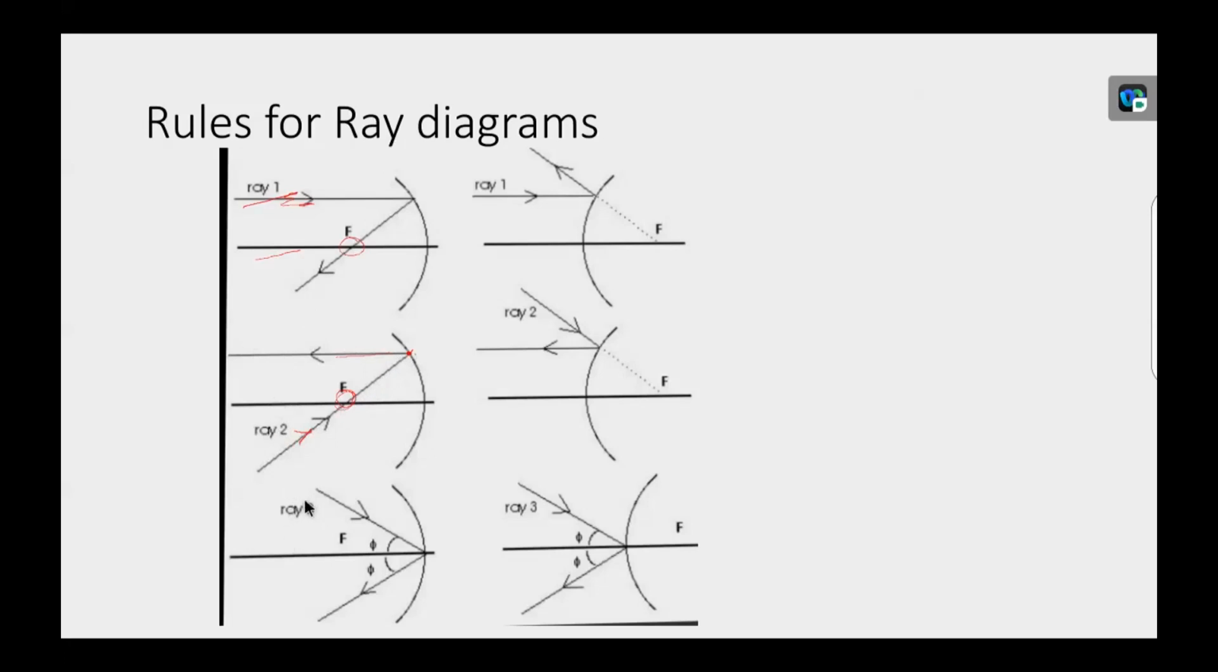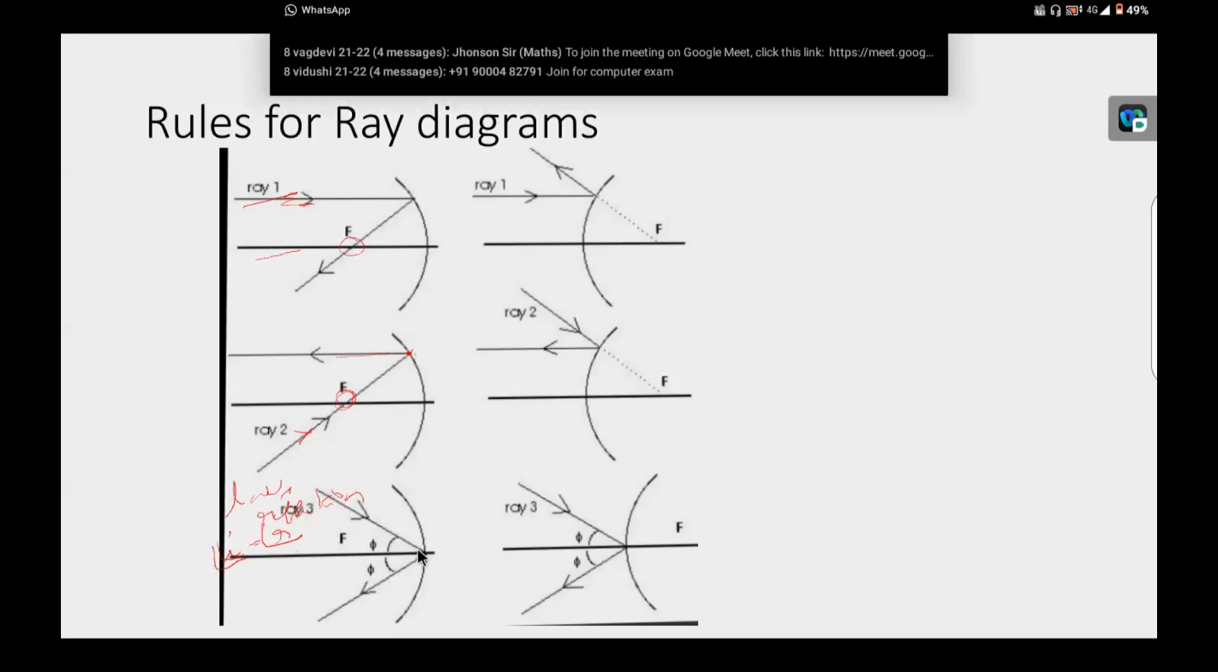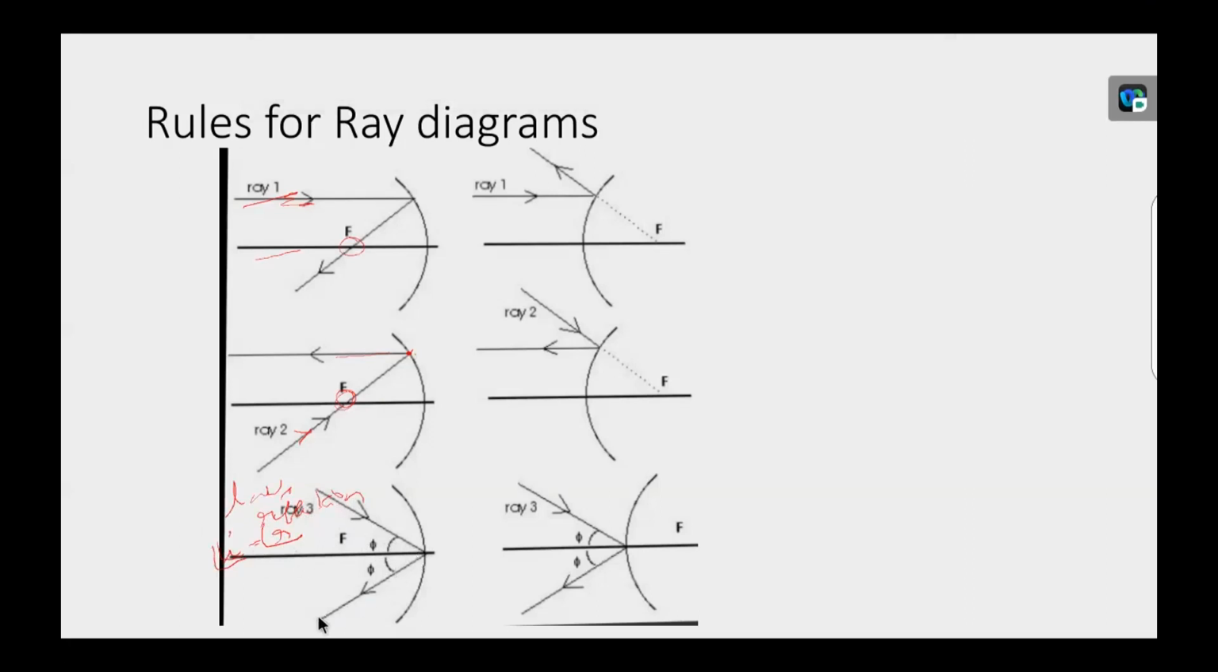The third rule: suppose the incident ray makes some angle with respect to the principal axis, let us take theta, whatever it may be. With the same angle it will be reflected. Which rule is it obeying? The laws of reflection. That means angle I equal to angle R. Angle of incidence is equal to angle of reflection. That's why, whenever an incident ray falls on a concave mirror, after reflection, with the same angle it will be reflected back.